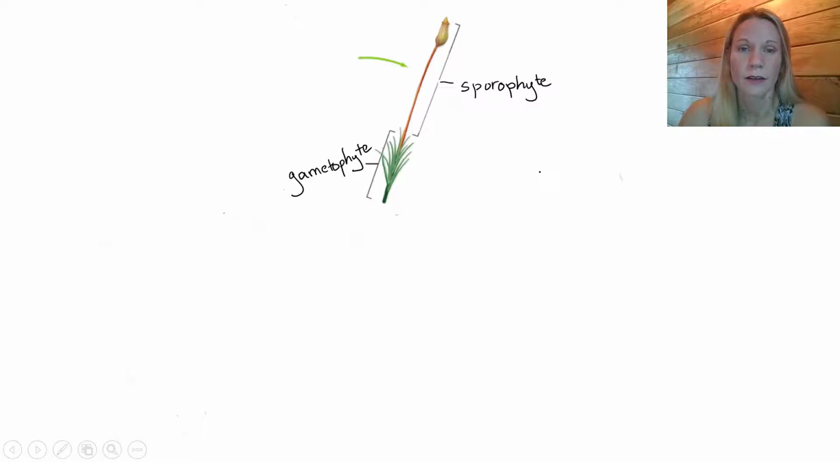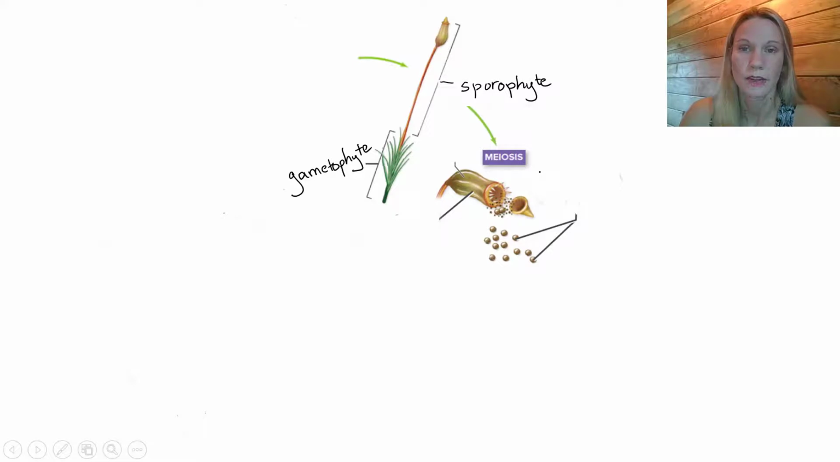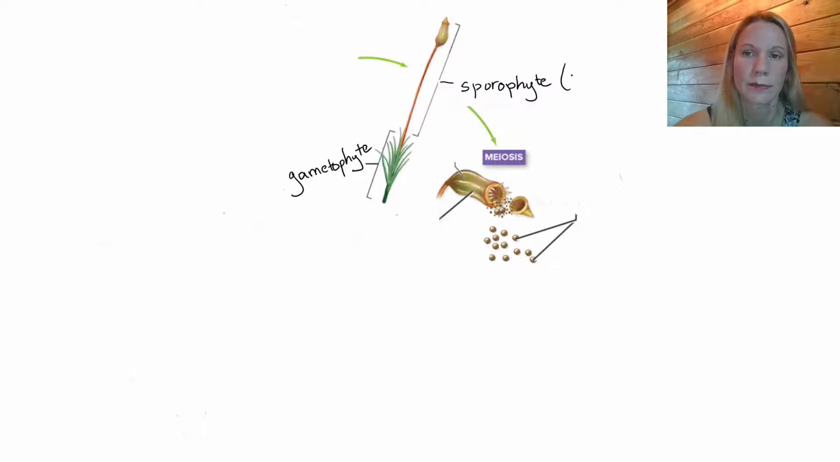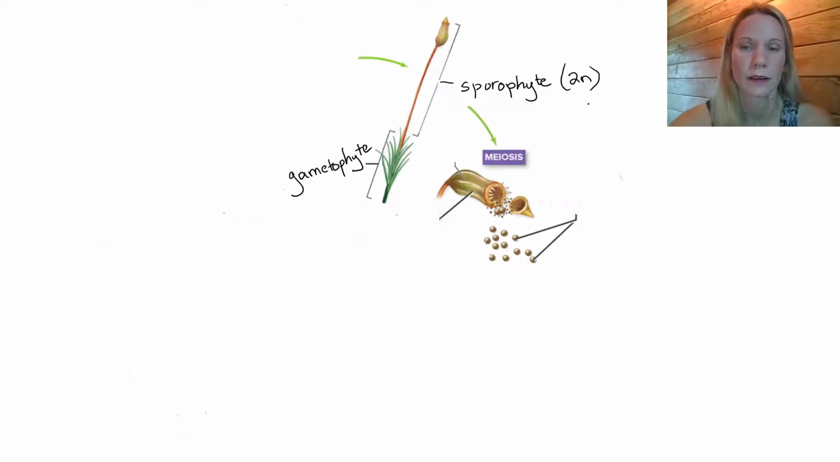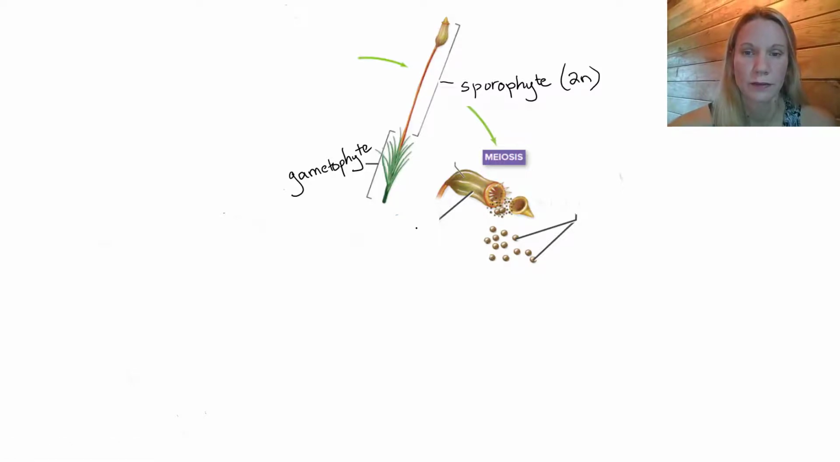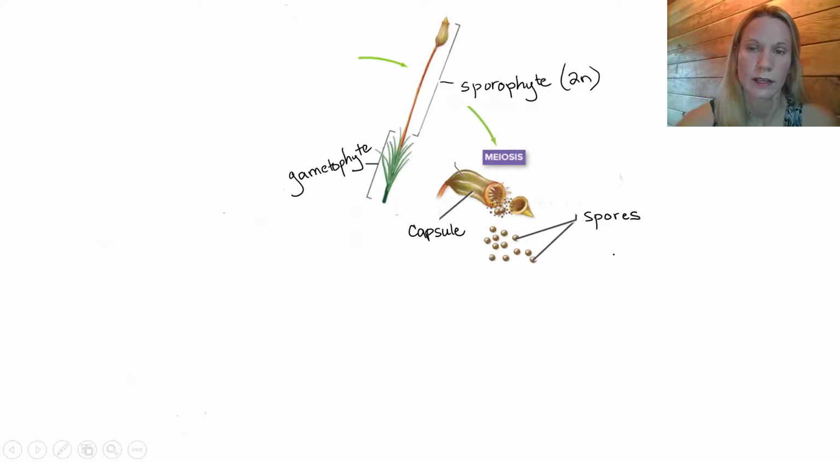Okay, so let's talk about what the sporophyte does. The sporophyte of the mature plant, recall the sporophyte is diploid, 2N. The sporophyte here that is composed of the capsule will open up and release these spores. It's the spore-producing plant, remember?